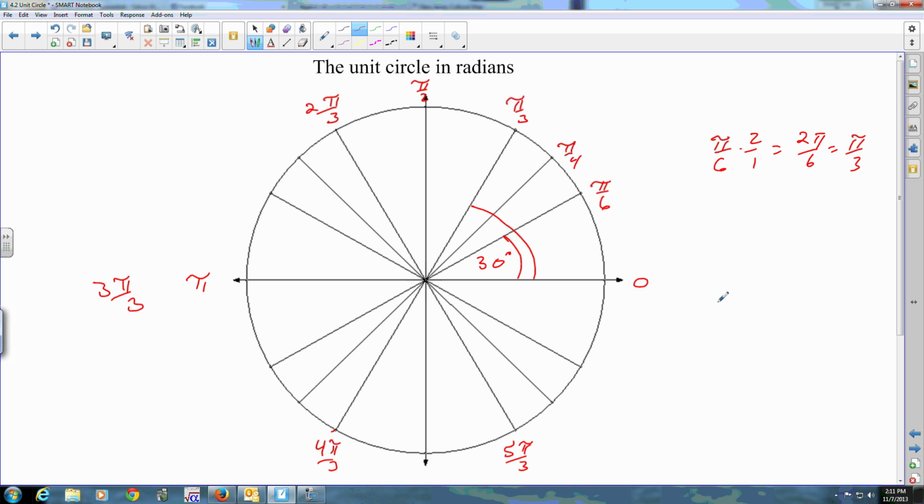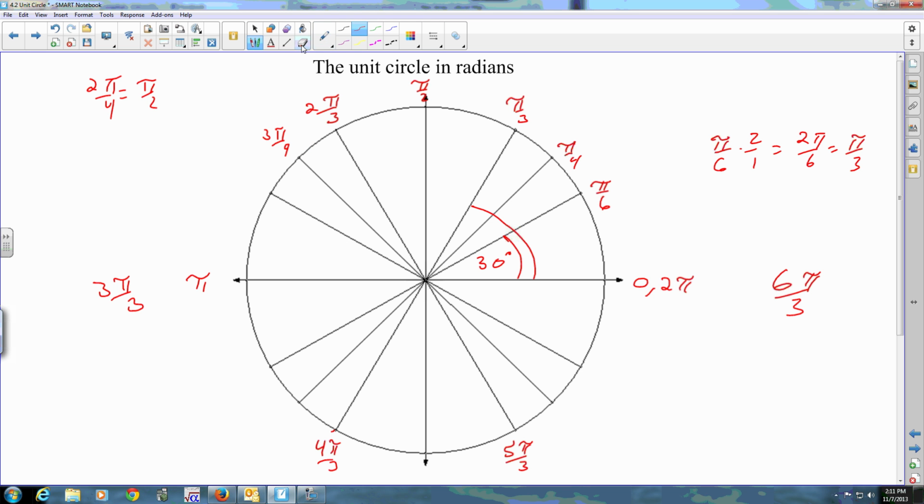Okay? 6 pi over 3 brings you right back to the beginning at 2 pi. All right, let's try 45 degrees. 1 45, 2 45s, so 2 pi over 4 reduces to pi over 2. Add another 45 and you get 3 pi over 4.